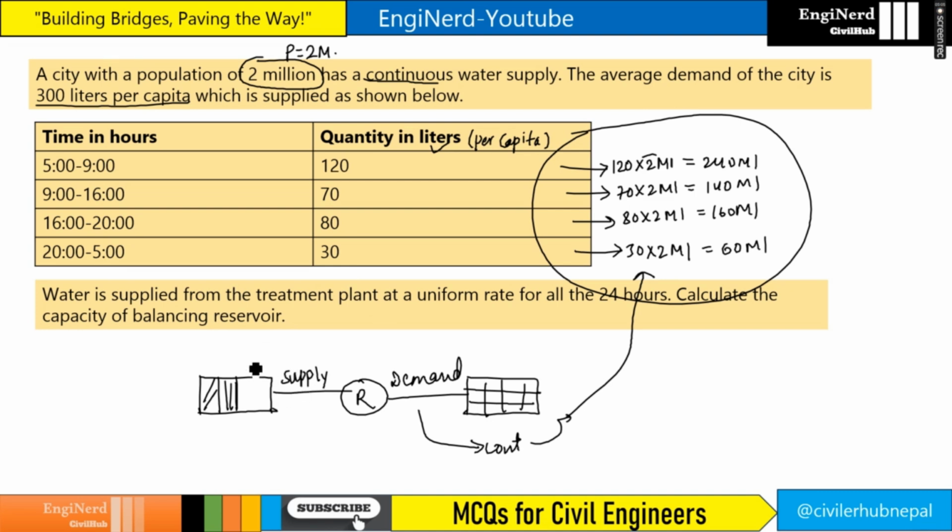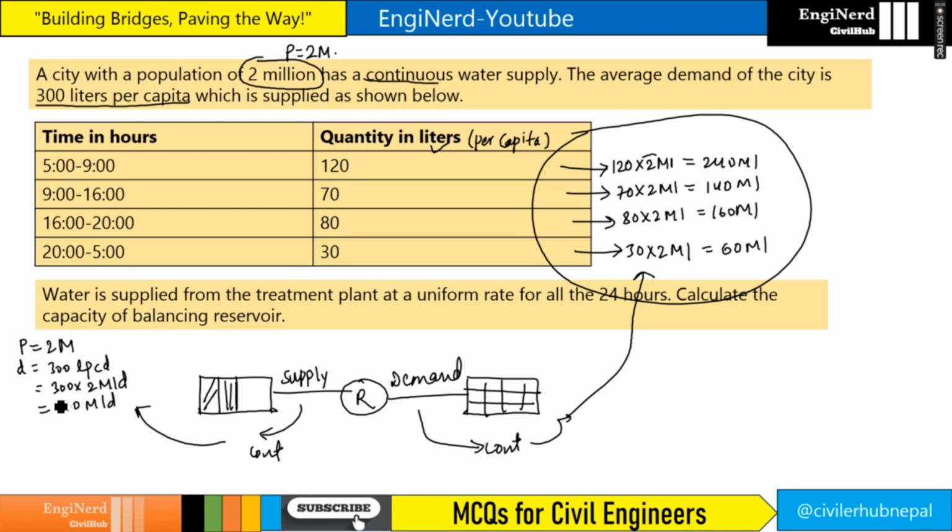Now, for the supply part, it is given that water is supplied from the treatment plant at a uniform rate for all the 24 hours. So, it is also a continuous system, supplied for 24 hours. For this, population is 2 million as well, and demand is 300 LPCD. Now, this 300 LPCD is multiplied by this population to get the actual demand. So, 300 into 2 million will be 600 million liter per day, right?